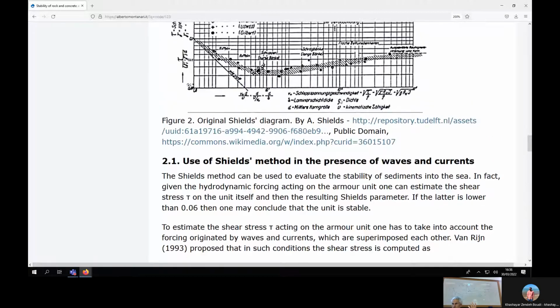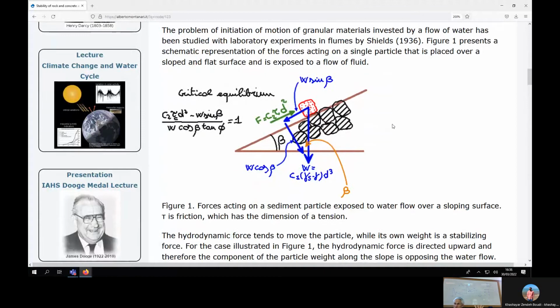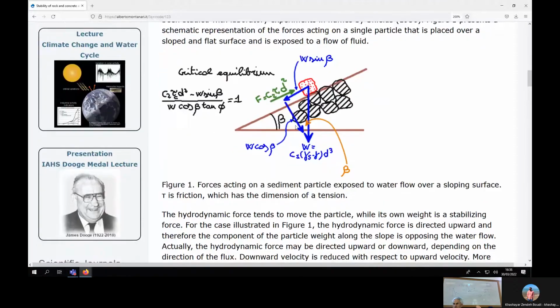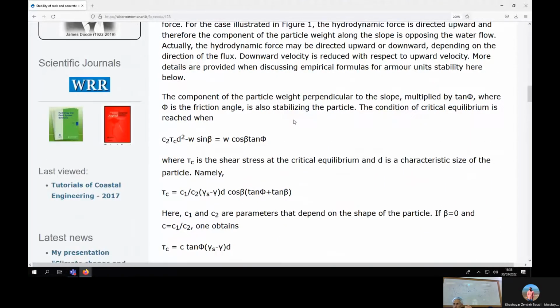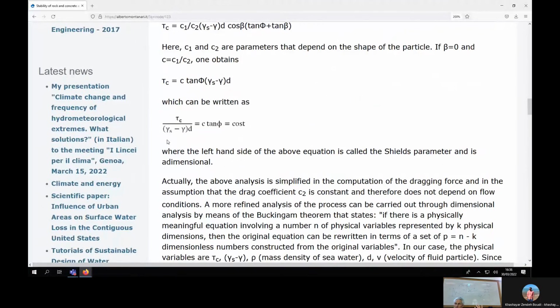What should you remember about this? First, a typical question that I ask at the exam is to talk about the stability of the armor units with the Shields method. If you're able to reproduce this diagram, which I don't think requires a lot of learning by memory, that would be great. And if you can make these computational steps to get to the empirical formulation of the Shields equation, that would be really great. And it's enough.